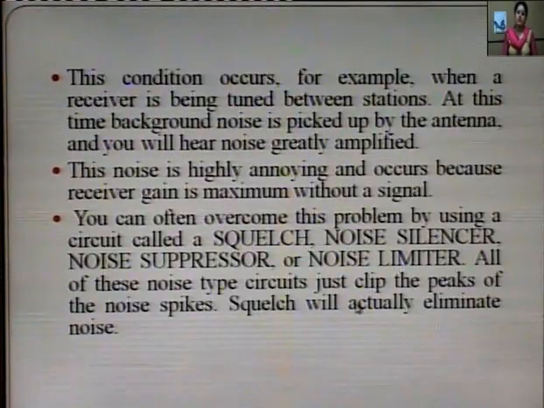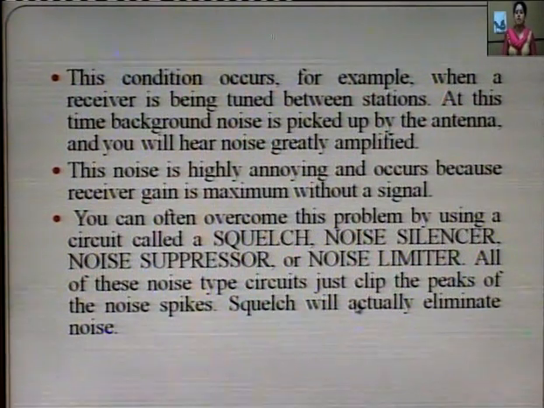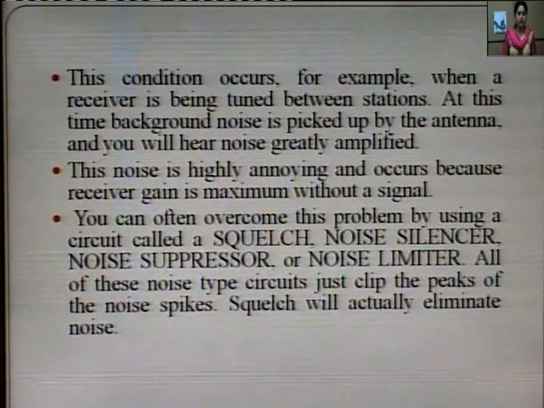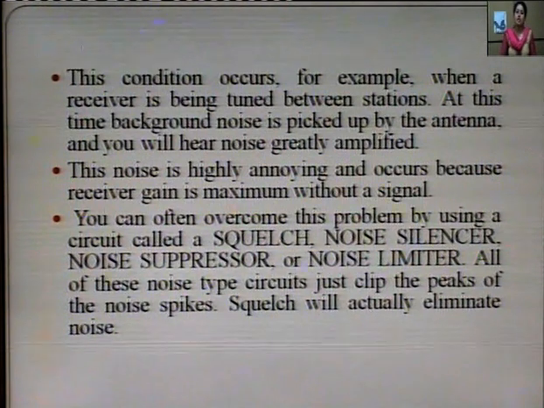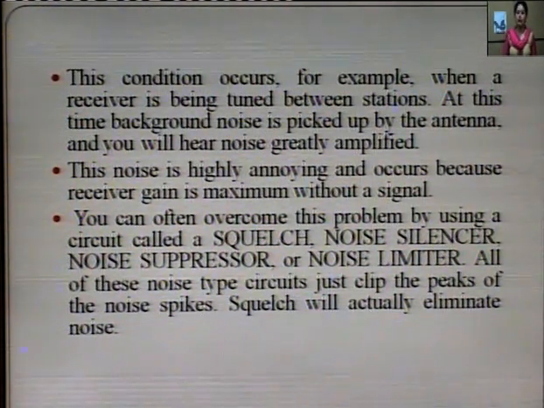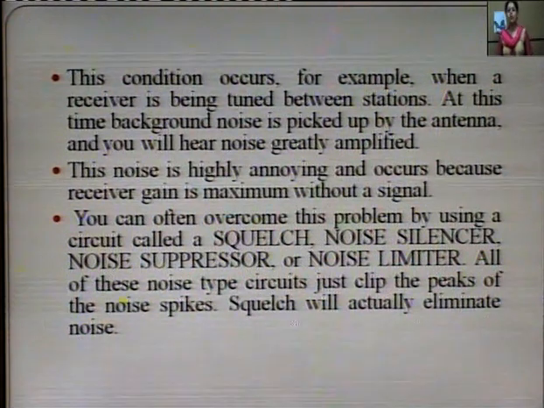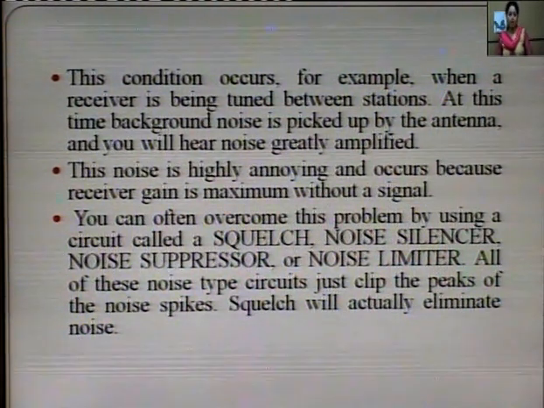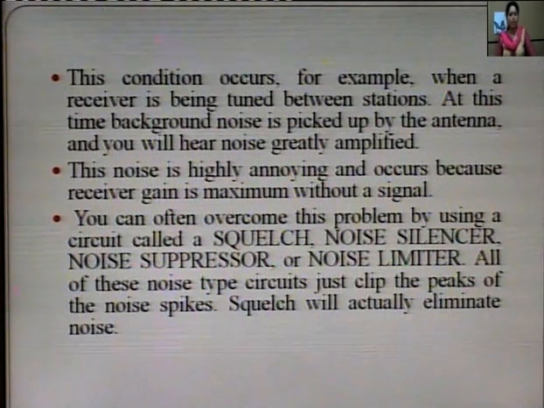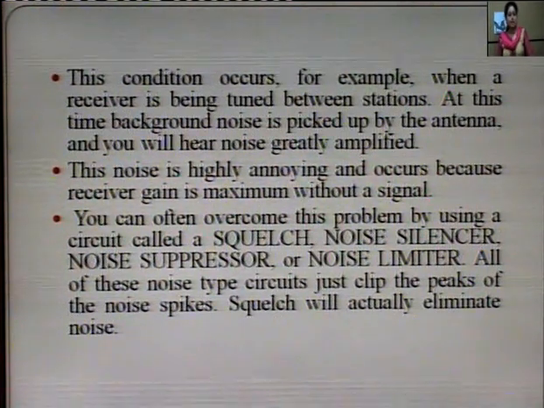Now this condition occurs, for example, when the receiver is more sensitive and there is no input signal. When the receiver is being tuned between stations, background noise is picked up by the antenna and you will hear noise that is greatly amplified, because the amplifier cannot differentiate between the original signal and the noise signal. This noise is highly annoying and occurs because receiver gain is maximum without the signal.